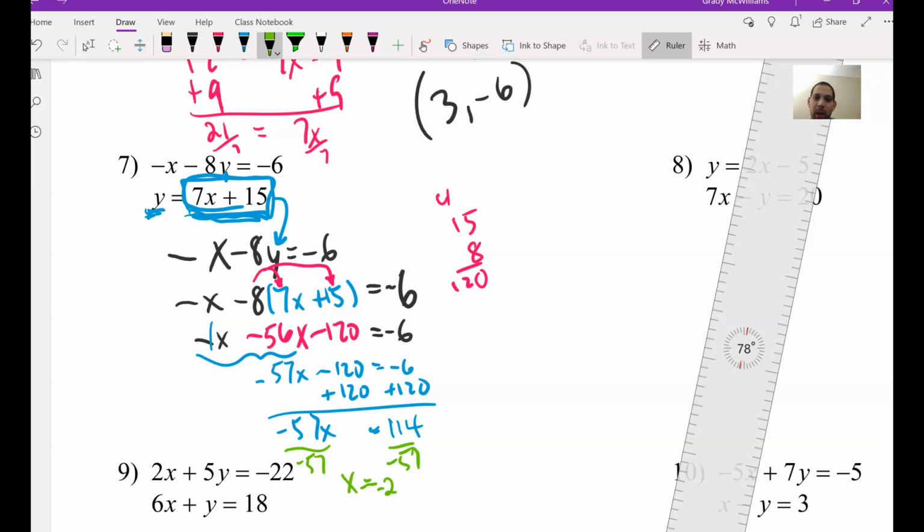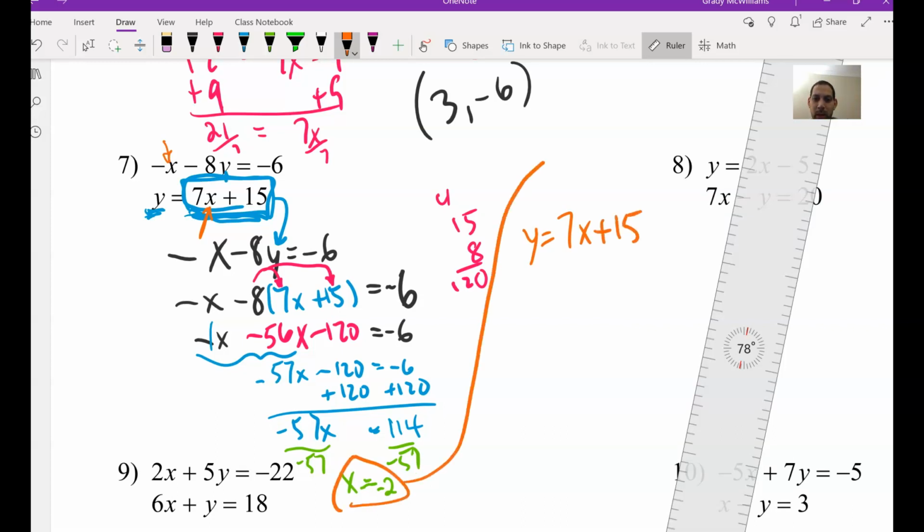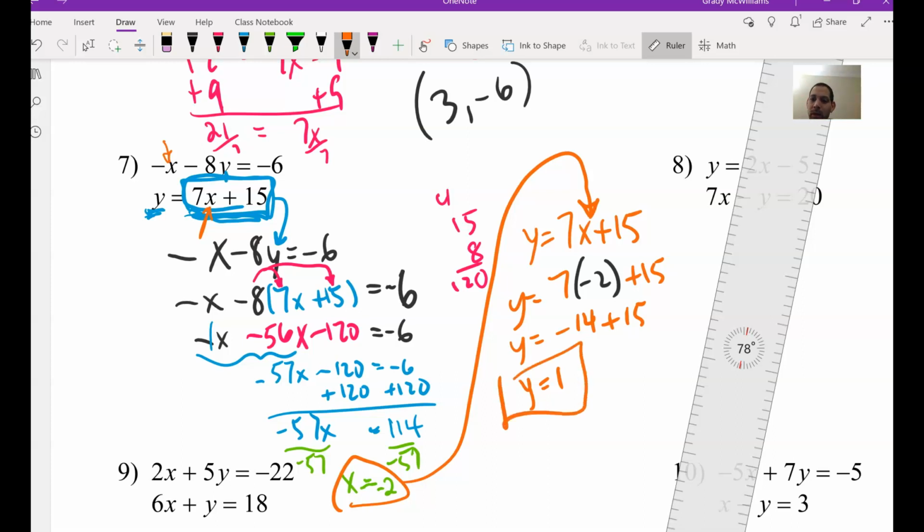Okay, so we saw what x is. Now we got to plug it back in and figure out what y is. Into either one of the original two equations, that's step 3, plug it back in to figure out y. You could plug it into here and do some algebra and figure out y there, but that would be significantly harder than plugging it back into this one, where y is already alone, so you just got to do a little bit of math there. So y equals 7x plus 15. We're going to take what x is and plug it right into there. 7 times negative 2, plus 15. This is negative 14 plus 15. Y equals 1. All right, now write your answer as an ordered pair.